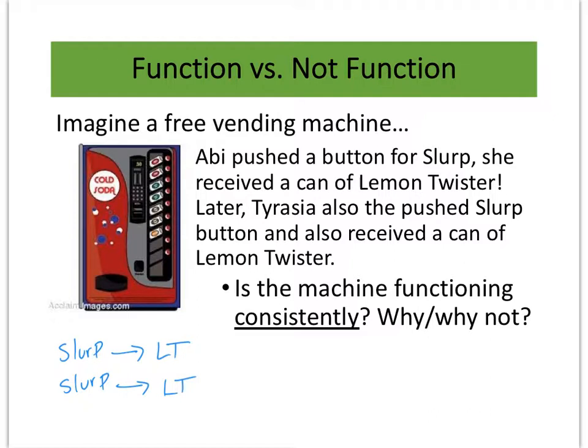Is it functioning consistently? Now, students in my class decided that yes, this is functioning consistently. They just got the wrong soda. But anytime I push the slurp button, I get lemon twist. I can easily predict what I'm going to get out based on the button that I pushed. And so yes, this is functioning consistently.